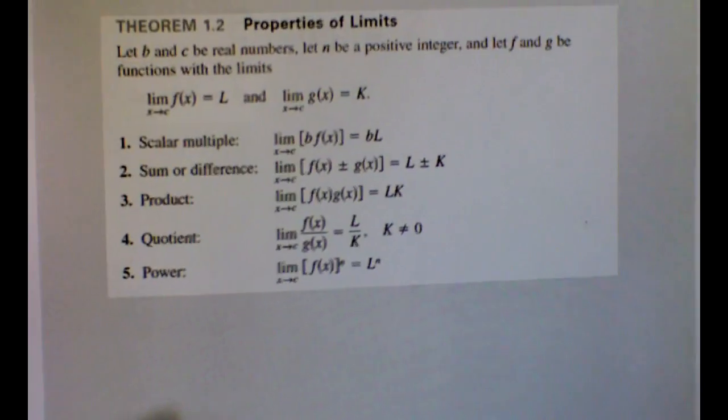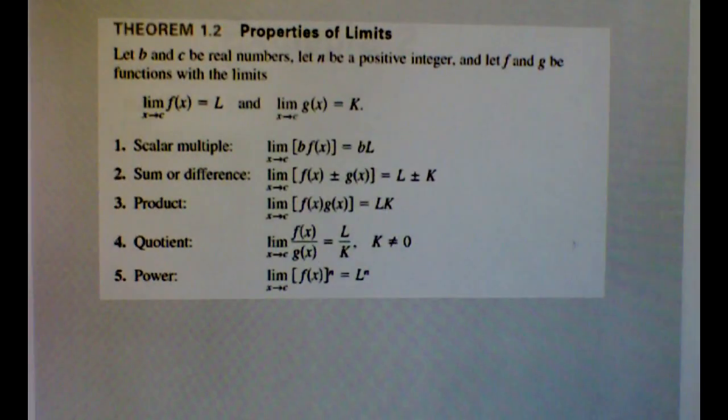Then we have some properties of limits. So b and c are real numbers and n is a positive integer. Let f and g be functions with the limits: the limit as x approaches c of f of x equals L, and the limit as x approaches c of g of x equals K. Scalar multiple limits work the same way. The limit as x approaches c of some constant b times f of x is just b times L, that limit without the b there.